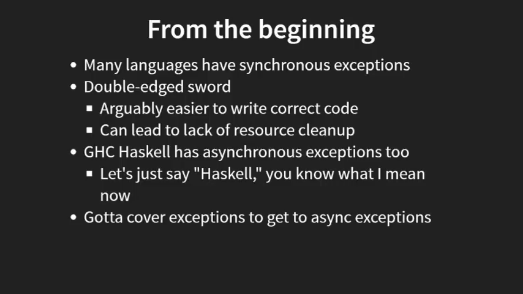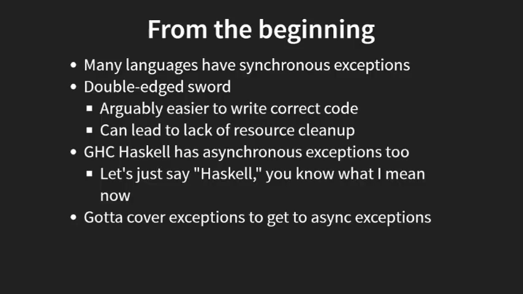Many languages have some kind of exceptions, but most languages out there have the kinds of exceptions that in Haskell we would call synchronous exceptions. We're not going to get into all of the different trade-offs with exceptions today. I'm just going to say that exceptions have a little bit of a double-edged sword to them. You can argue that exceptions make it easier to write correct code. You don't have to worry about checking the return code of every single possible function that you're going to call. Instead, you can allow the exception mechanism to allow things to bubble up. But a downside is that this exception mechanism can lead to a lack of resource cleanup. You can forget to clean up after yourself if you don't handle things correctly with exceptions.